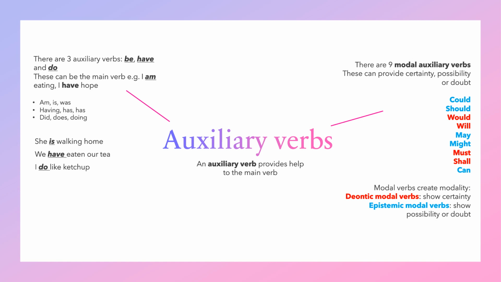The way I remember it is deontic modal verbs are definite. So D for deontic, D for definite. So these are would, will, must, and shall. You could argue that shall is epistemic. It all depends on the context.